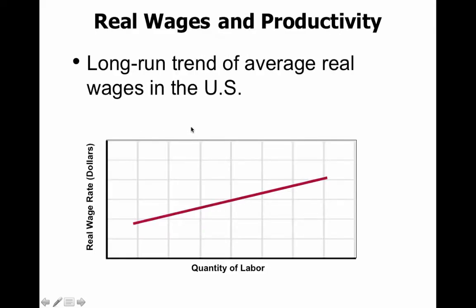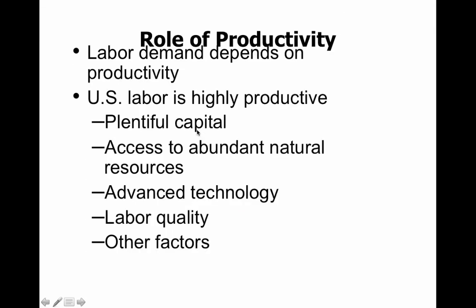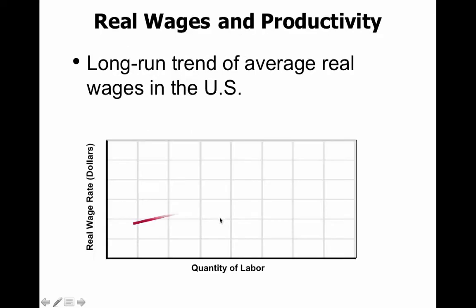Where there aren't cement trucks, you can't use cement, obviously. Abundant natural resources, so there's lots of clean water, there's lots of arable land, there's lots of trees, all that kind of jazz. Advanced technology is present. Labor quality, right? So we've got high education, so it's a pretty skilled labor pool, and those are all the things that contribute to the United States being a productive place.